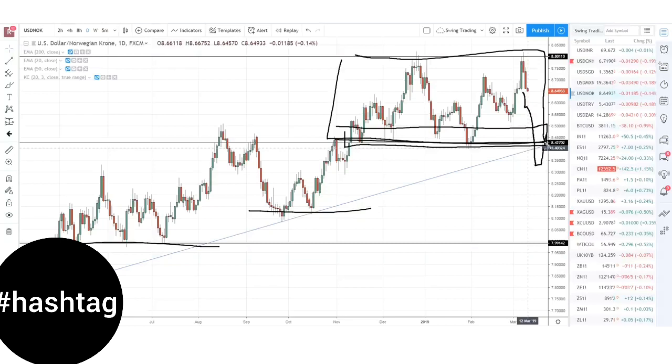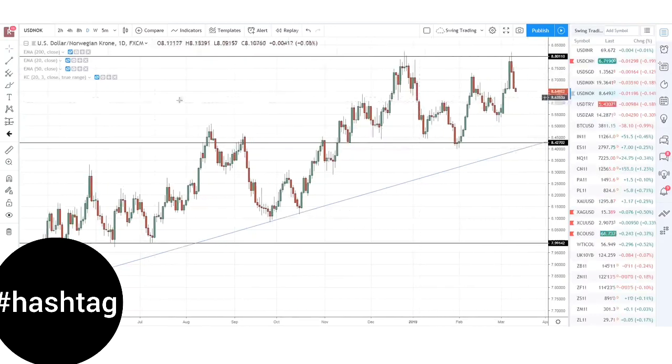Okay, because if the price were to break below this level, this last line of defense, this could be the start of a new downtrend, right? The start of a declining stage. And I want to be a seller. And until that happens, I will remain a buyer looking for buying opportunities. Okay, so this is dollar against the Norwegian kroner.